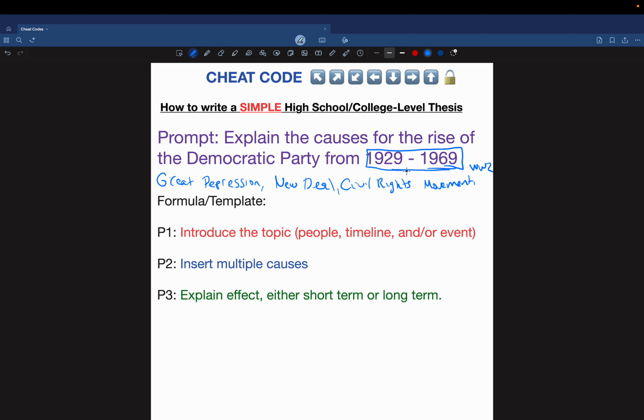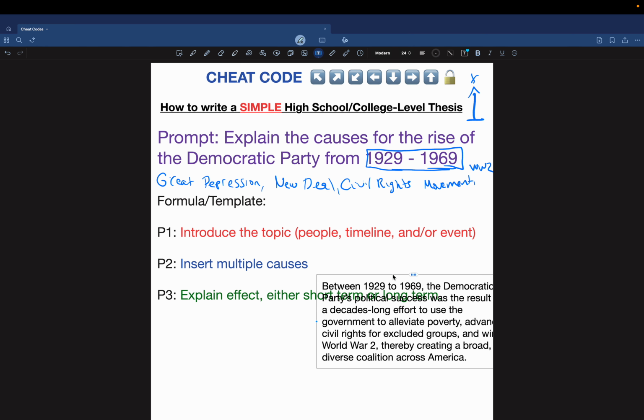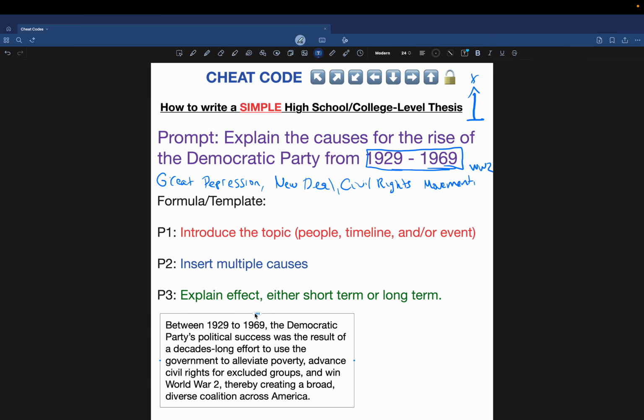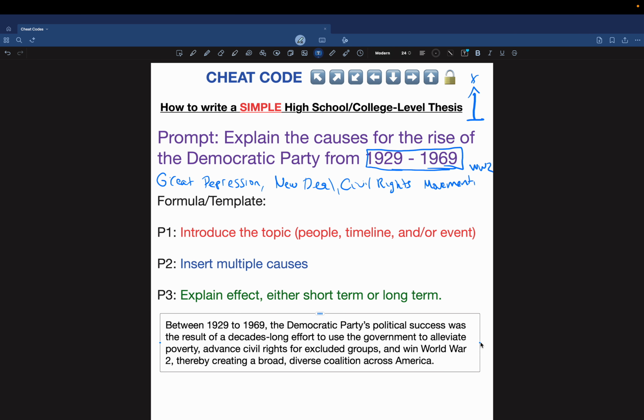So I set the timeline here, and when you read a prompt, the question is a starting line, and it's framed to guide you into an answer that they're looking for. So here's the template. Introduce the topic, people, timeline, and event. I'm going to copy and paste mine in just to save time. And I'll break it down. And I'll make it bigger.